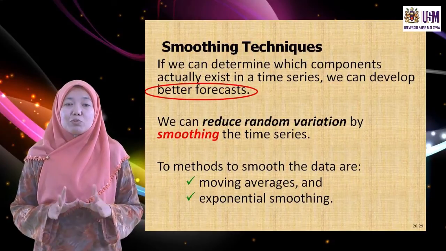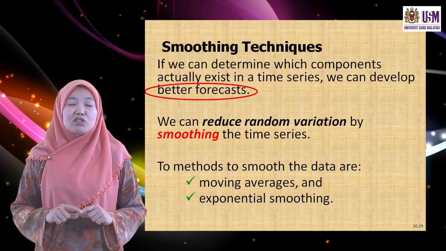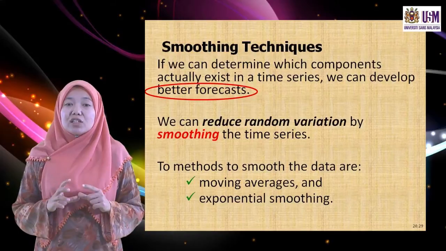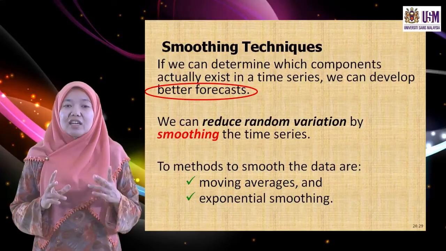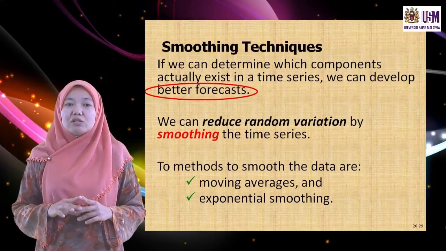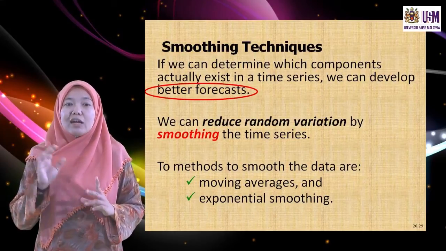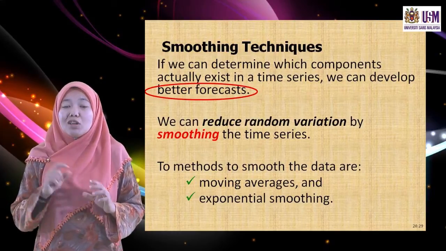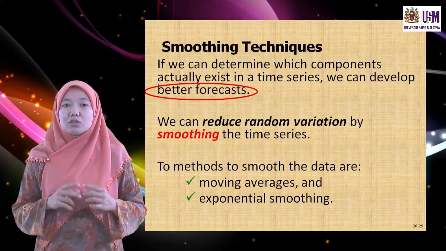Let's talk about smoothing techniques. If you can determine which component actually exists in a time series, you can then develop a better forecast. Since you know that the random component of a time series is unpredictable and occurs irregularly, you need to reduce random variation by using these smoothing techniques. So you're going to smooth your time series. And again, the two methods to smooth your data are either moving averages or exponential smoothing.